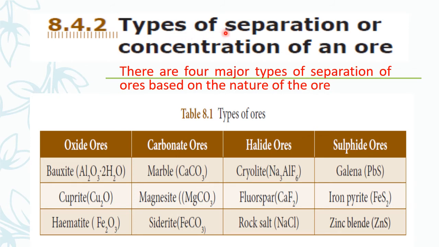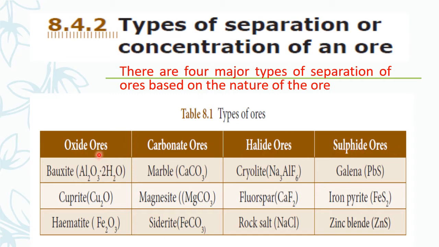Next, types of separation or concentration of an ore. Here there are four major types of separation of ores based on the nature of the ore. First one, oxide ores. Second one, carbonate ores. Third one, halide ores. Fourth one, sulfide ores.